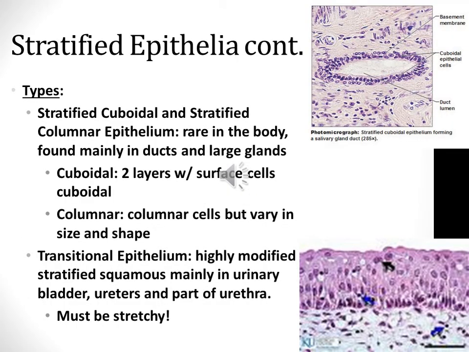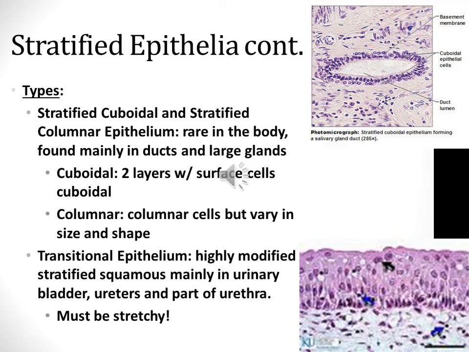The two pictures here are showing you an example of stratified cuboidal epithelia at your salivary gland at the top and transitional epithelium on the bottom. Your stratified cuboidal and stratified columnar are pretty rare in the body. They're found mainly in the ducts of large glands. With cuboidal, you get 2 layers with surface cells that are cuboidal, and with your columnar, those cells are going to vary a little bit more in size and shape. Because they're less common, it is less likely you'll be tested on those too.